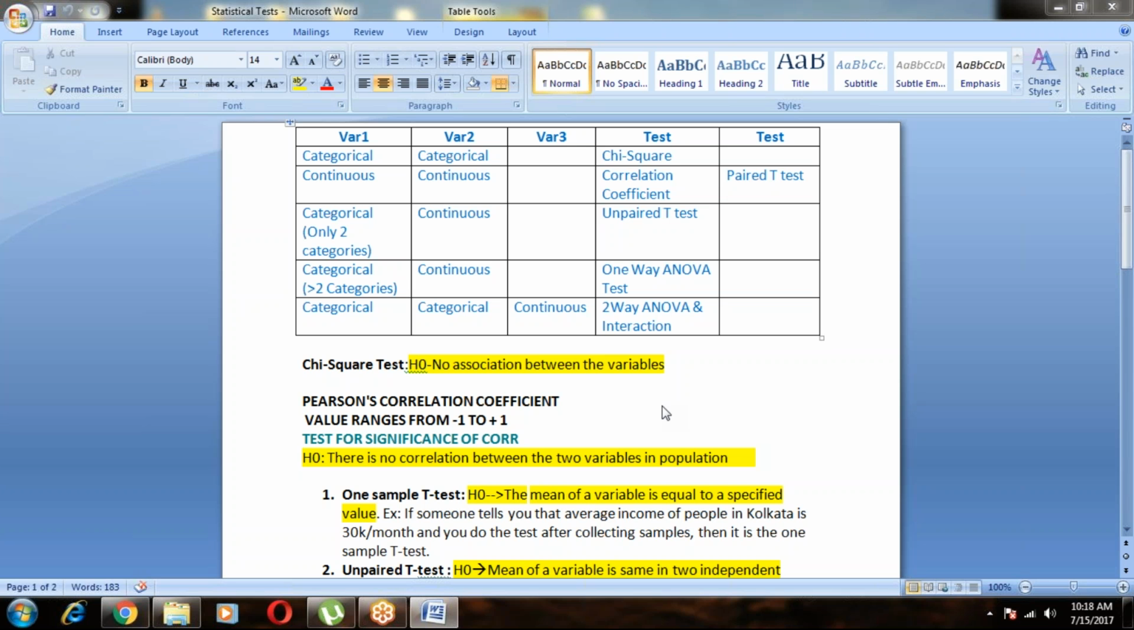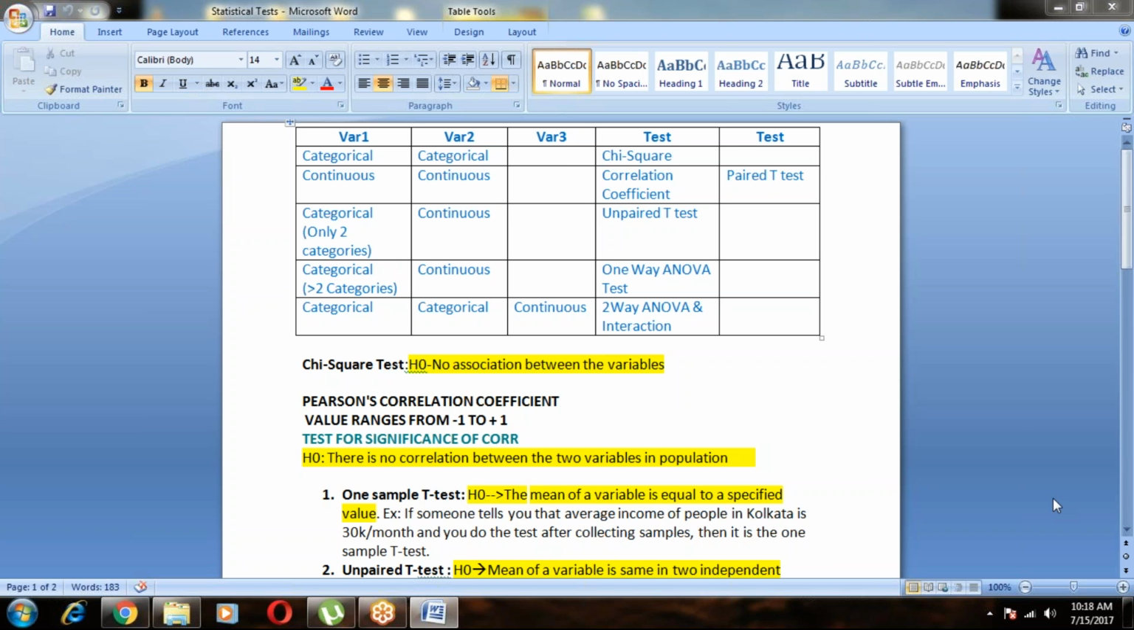Okay, so for the chi-square test, suppose H naught is the null hypothesis. What is the null hypothesis? No association between the variables. So if H naught is true, that means region-wise and gender, they are not related with each other.